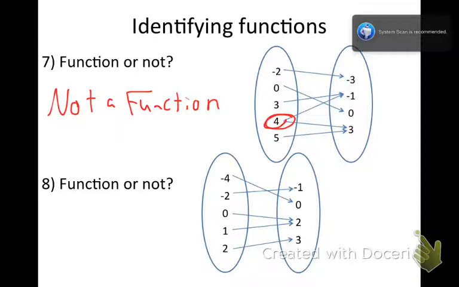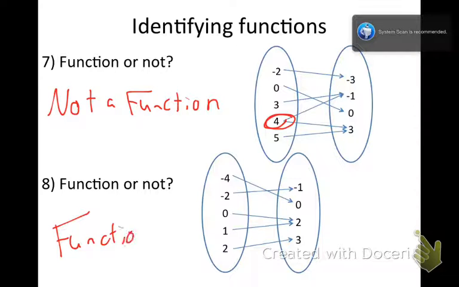Let's look at 8. -4 goes to 0. -2 goes to -1. 0 goes to 2. 1 goes to 2. 2 goes to 3. Function or not? Yes. That is a function.